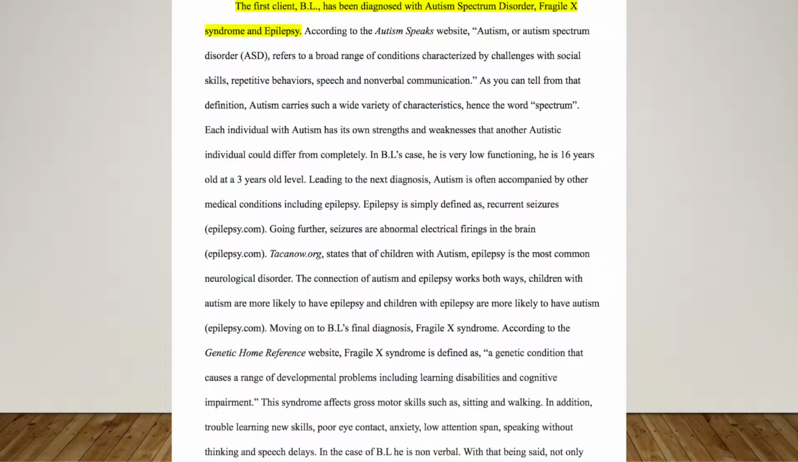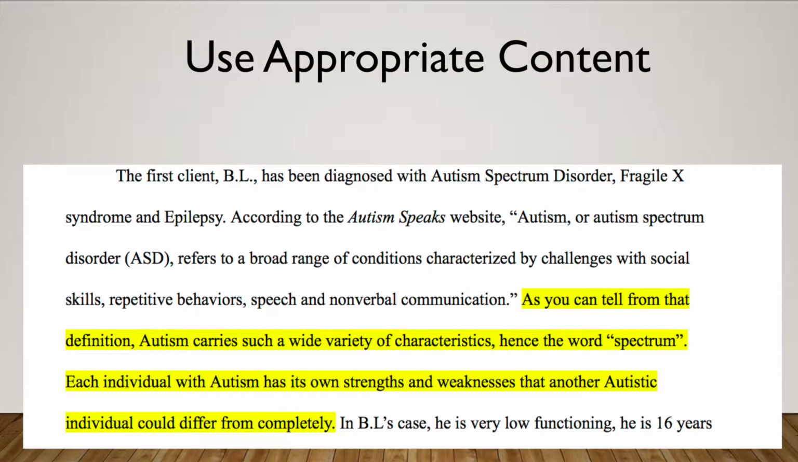And in this portion, I talk about the client's diagnosis, which shows that I understand the purpose of the paper. Here, I use appropriate content to illustrate comprehension of a subject. In this highlighted area, I'm telling you about things that I already knew about autism, so these came from my own brain, which shows that I understand the subject that I'm talking about.